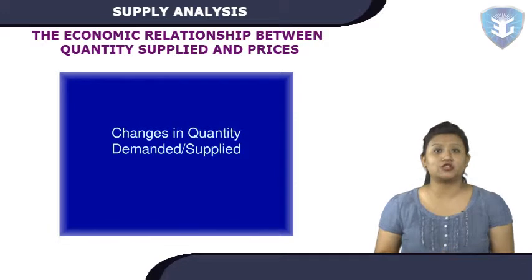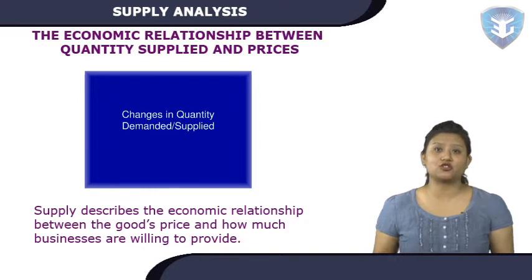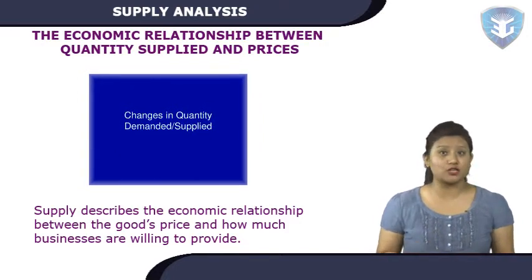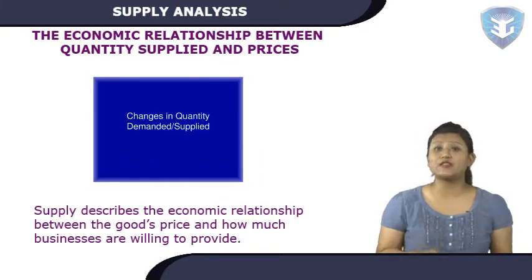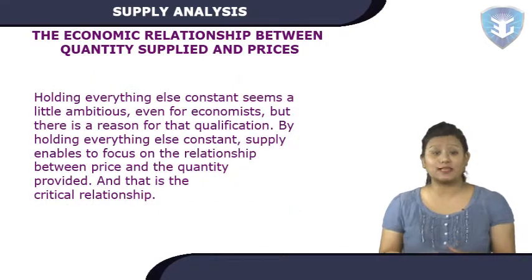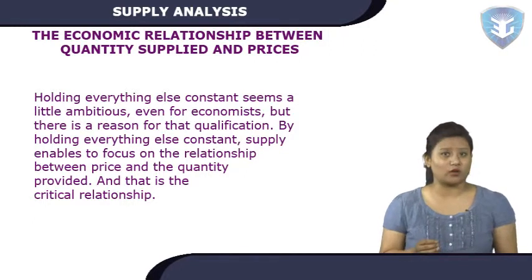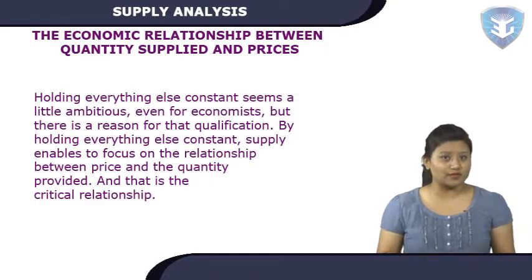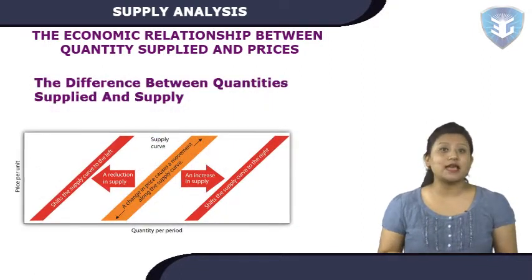The economic relationship between quantity supplied and prices. Supply describes the economic relationship between the good's price and how much businesses are willing to provide. Supply is a schedule that shows the relationship between the good's price and the quantity supplied, holding everything else constant. Holding everything else constant seems a little ambitious even for economists, but there is a reason for that qualification. By holding everything else constant, supply enables us to focus on the relationship between price and the quantity provided, and that is the critical relationship. The difference between quantity supplied and supply.